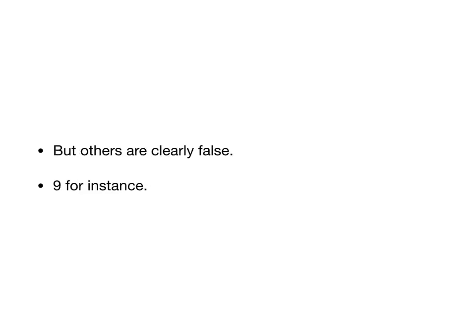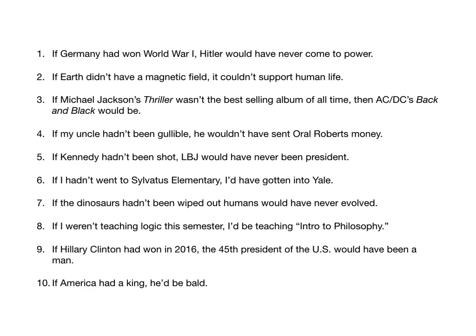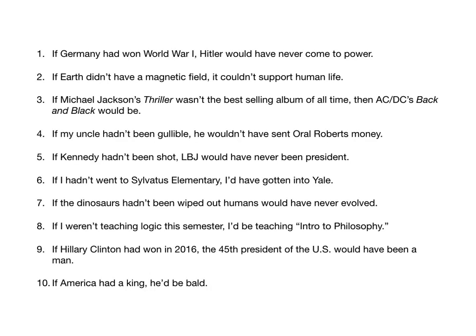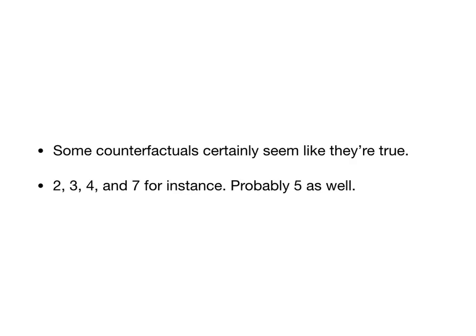But other counterfactuals seem clearly false. 9, for instance, right? If Clinton had won, she would have been the 45th president. Clinton's a woman. If I say if she won, the president would have been a man, that just seems almost a contradiction in terms. That counterfactual is false. If we use the arrow and say they're all true, that just doesn't get 9, right?